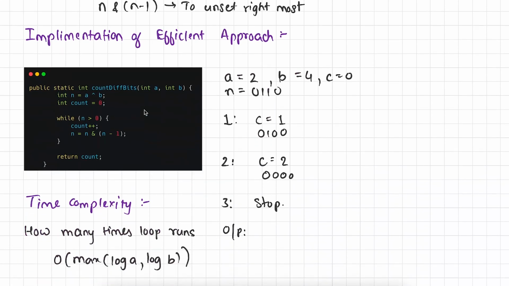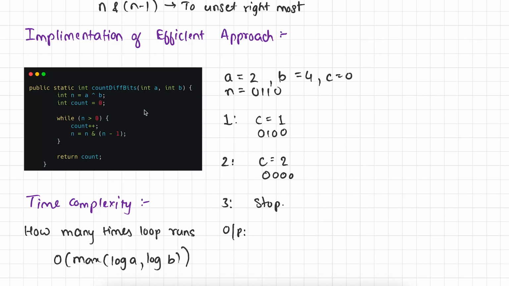So this is the implementation of the efficient approach. Here we have a function which takes 2 inputs, a and b. In the first statement, we do a XOR b to get the markers, or the set bits. Then we initialize a count variable to 0, and run a loop while n is greater than 0. In each iteration, we increment the count variable by 1 and then perform Brian Kernighan's algorithm. At the end, we simply return the value of count.